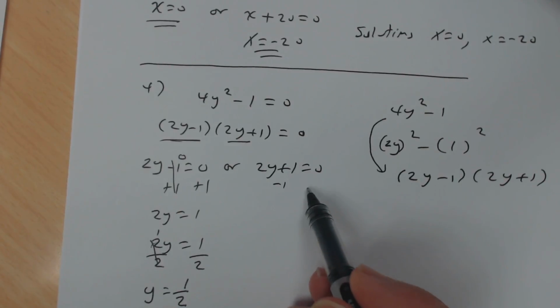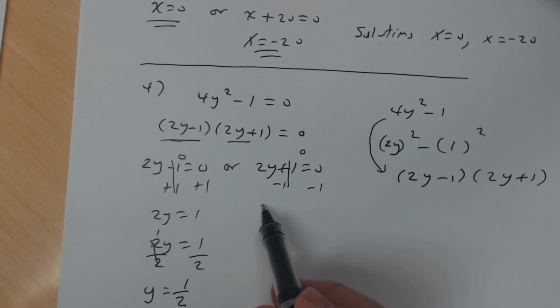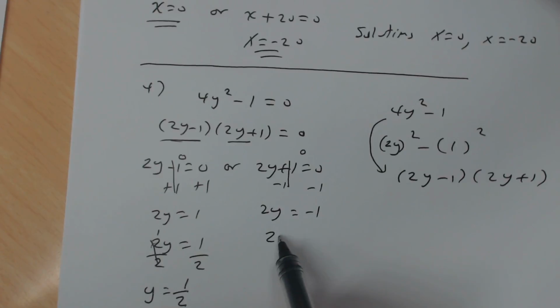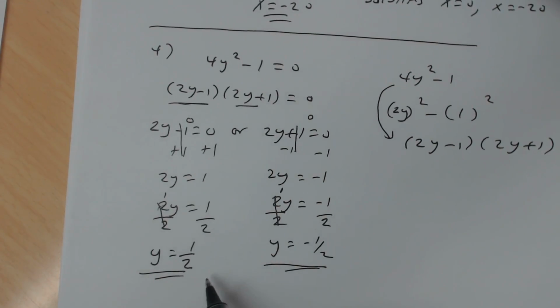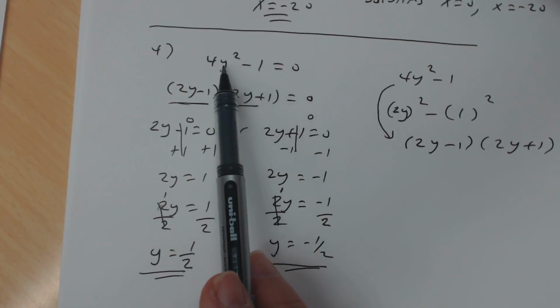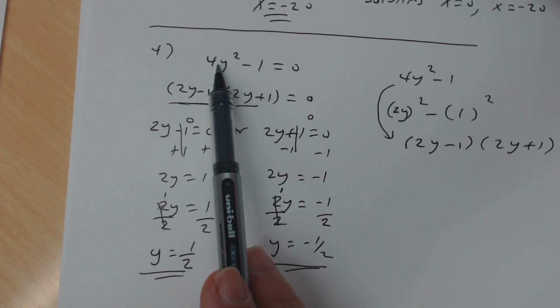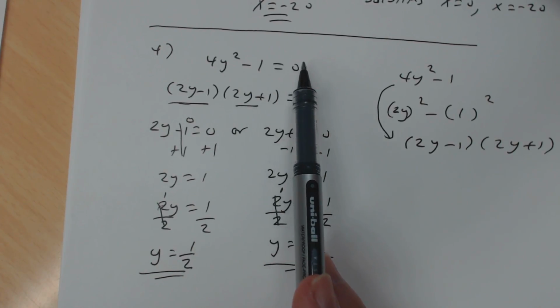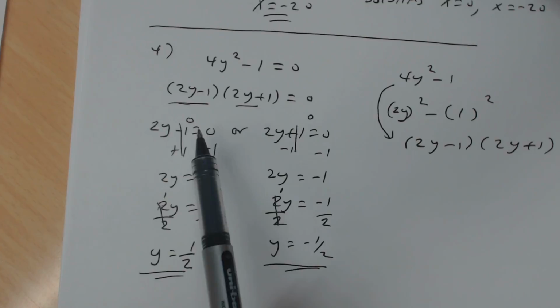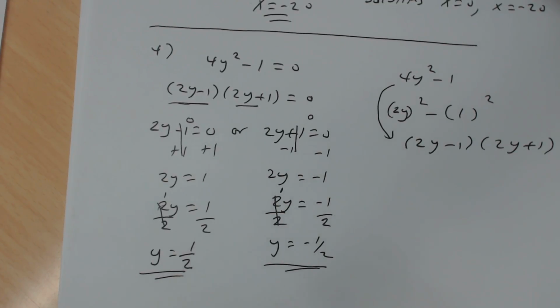Over here, subtract 1, combine like terms. I get 2y equals negative 1. To get y by itself, I've got to divide both sides by 2, the coefficient. 2 divided by 2 is 1. 1 times y is y, so I get negative 1/2. So those are your two solutions, 1/2 and negative 1/2. Okay, so notice here, again, just as before, you had a quadratic equation, and I ended up with two linear equations.